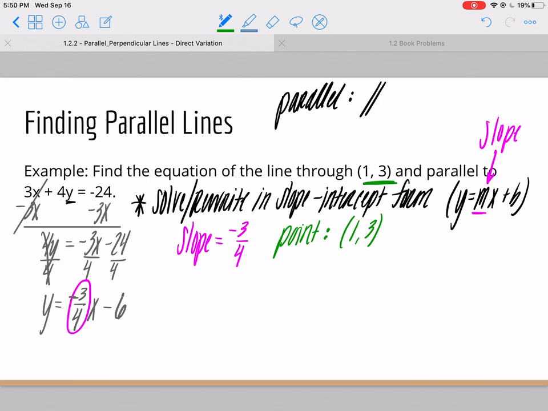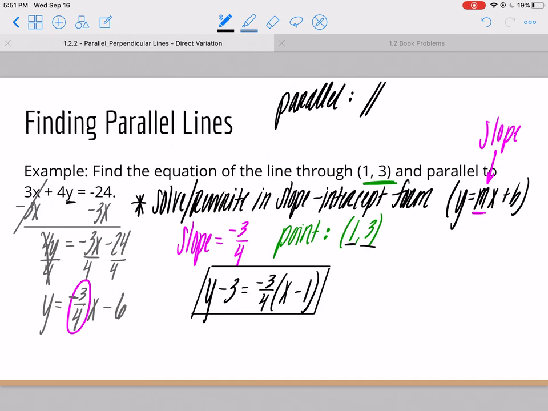Now, since the directions don't specify, you can write this equation in either slope-intercept form or point-slope form. I would just do point-slope form because that is going to be the simplest and fastest way. So y minus y1, which is 3, equals m, so negative 3/4, times x minus the x coordinate, 1.